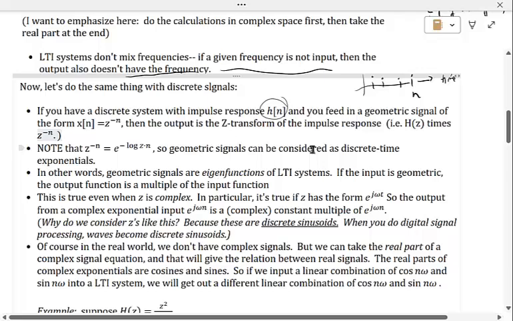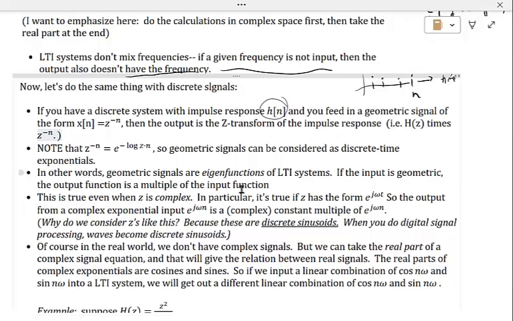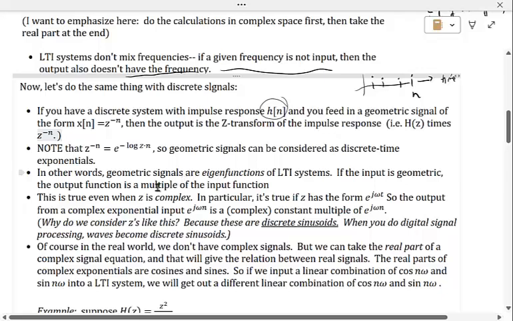So I have the same condition that I had above with continuous signals, so I'm going to draw the same conclusion. Geometric signals are eigenfunctions of LTI systems. If the input is geometric, the output function is a multiple of the input function. Now, if you remember the next step we had with continuous, we changed s to a complex number. We can do that with the z also. If z is complex, this still works.